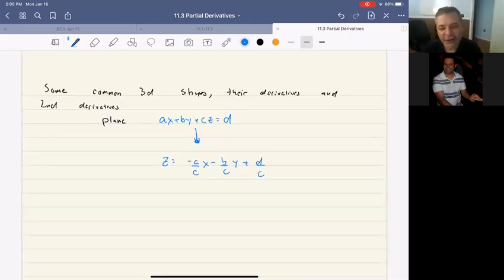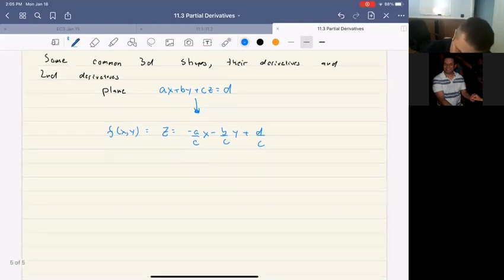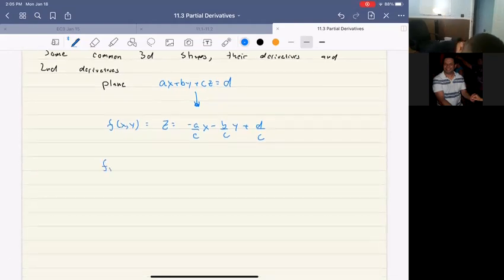Okay, so what is the first derivative? So this is like saying we've got f of x, y equals z. Okay, so f sub x, the partial of f with respect to x, is negative a over c. Just right there. Partial of f with respect to y is negative b over c.